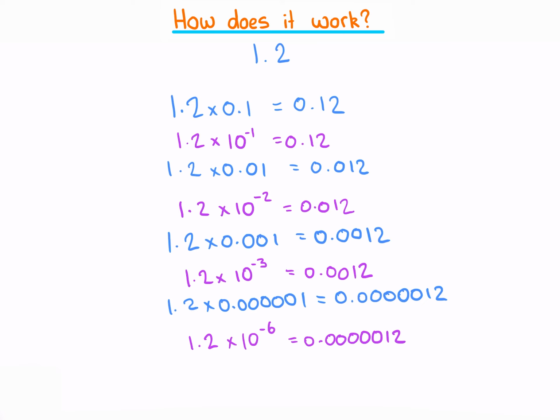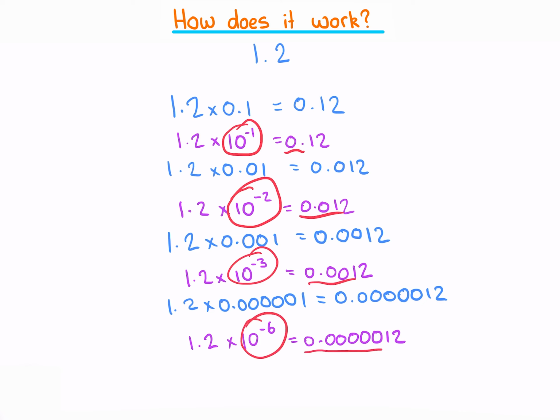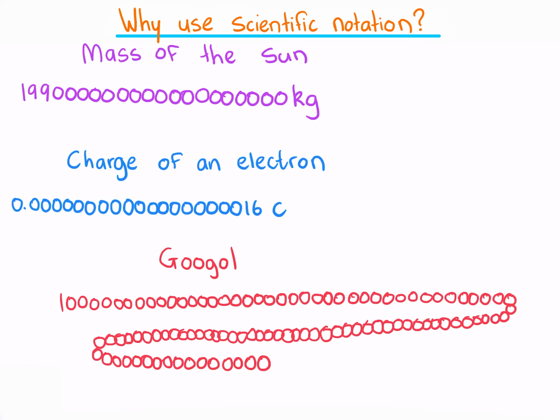As a little trick, you might notice that our 10 to the power of minus 1 has 1 zero, our 10 to the power of minus 2 has 2 zeros, 10 to the minus 3, 3, 10 to the minus 6, 6. Let's look at our numbers from the start again.